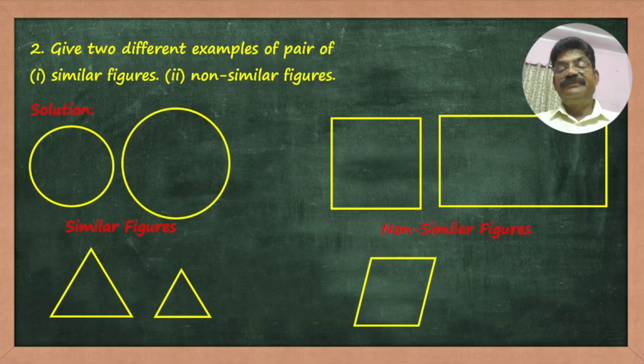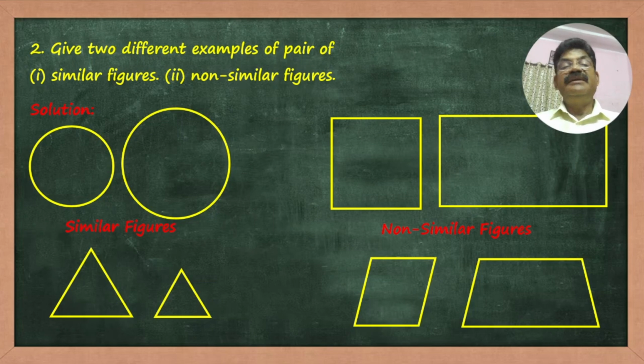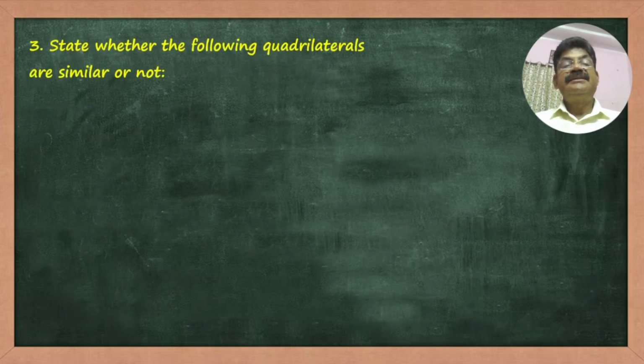Consider another example. It is a rhombus. This is a trapezium. Obviously, both the conditions are violated. Therefore, these two are also non-similar figures. Third question. State whether the following quadrilaterals are similar or not.